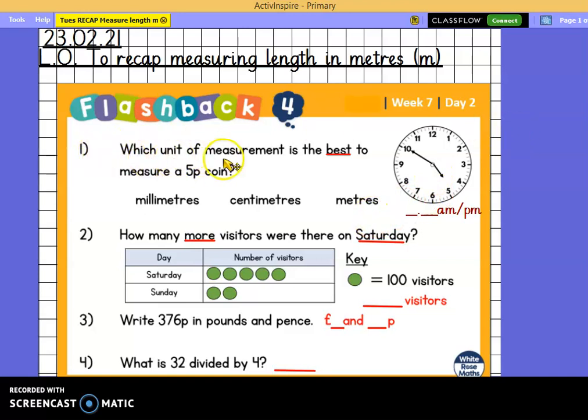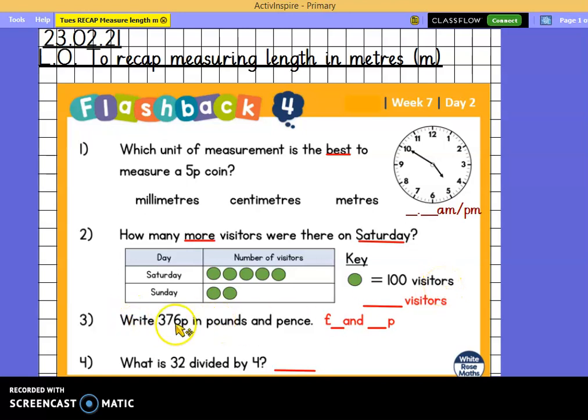Number 1. Which unit of measurement is the best to measure a 5p coin? Would be millimetres, centimetres or metres. Number 2. How many more visitors were there on Saturday? Think how to work out how many more there were. And don't forget to look at the key. One circle means 100 visitors.